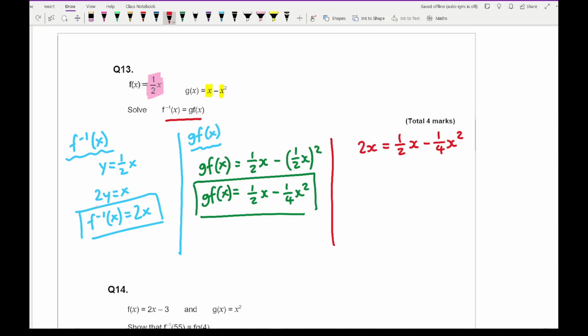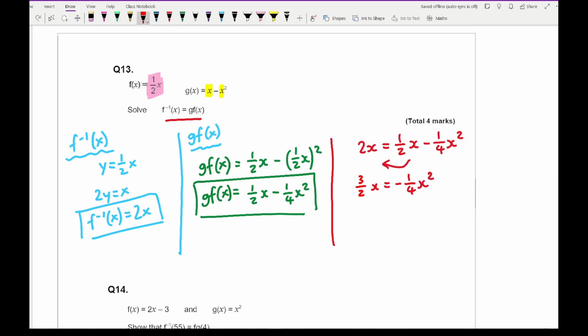So I could take all of it over to one side, so let's start by doing that. We've got 1.5x equals minus a quarter x squared. Now I've got a mixture of decimals and fractions. I don't really like that, so let me convert that into a fraction. If you're not too sure, you can always use your calculator to help.